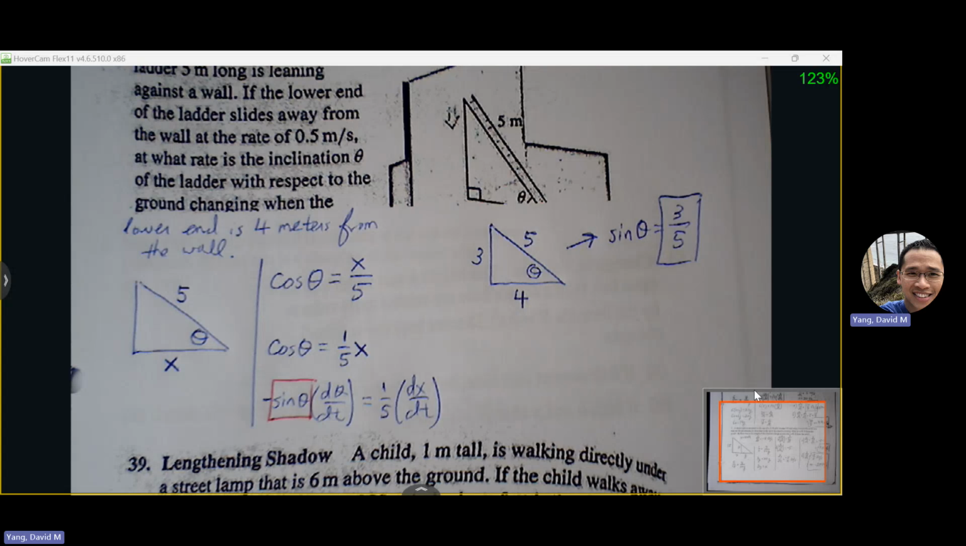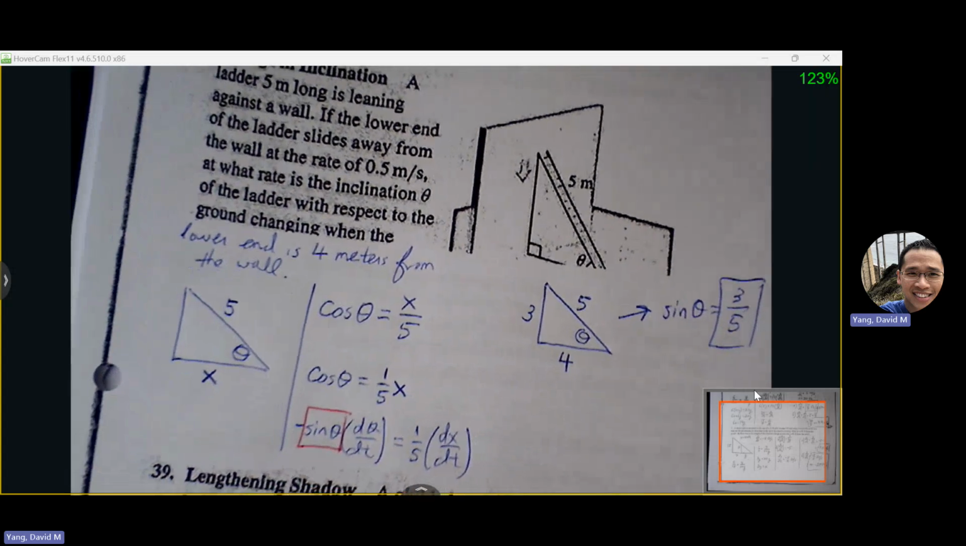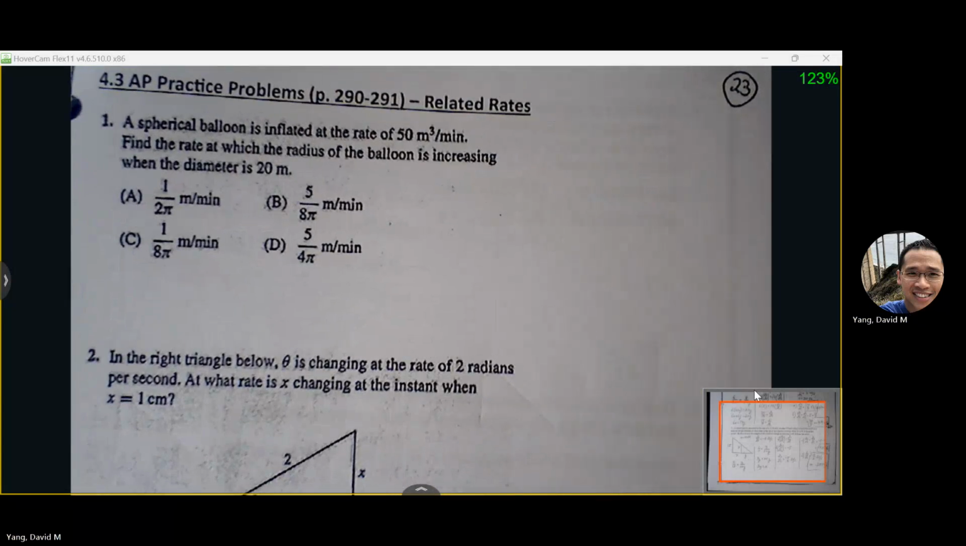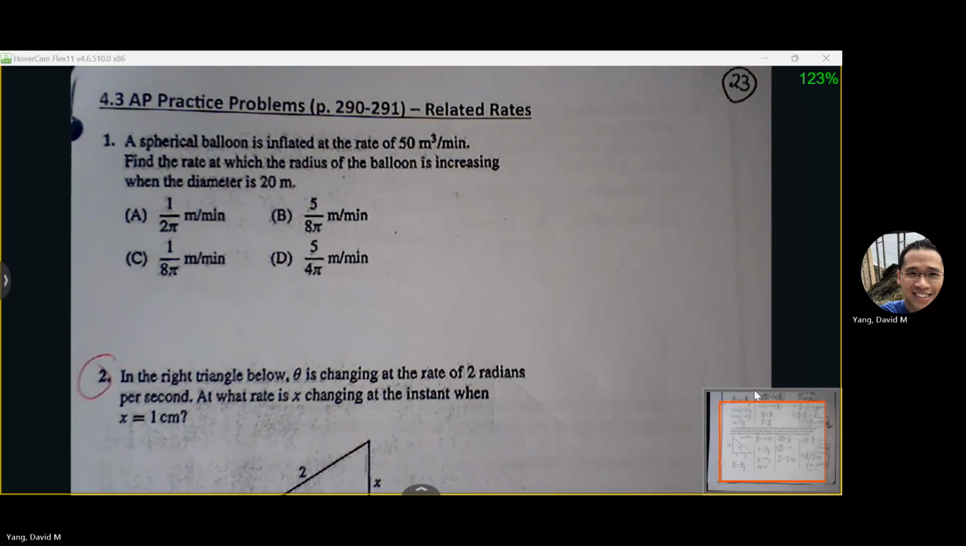All right, so I found another one in your packet that we can try. So this is on page 23, number 2. Okay, read the problem, see how much you can set up. The diagram is already drawn for you, so that's nice.